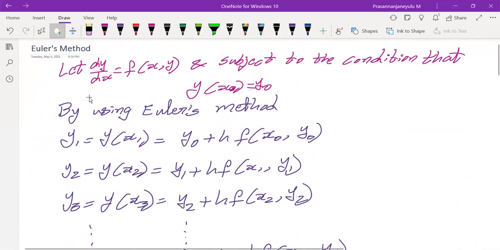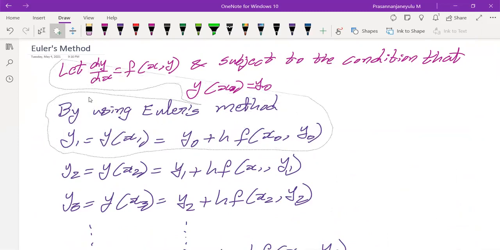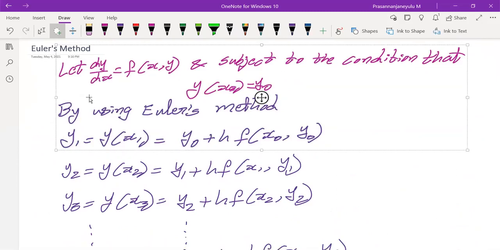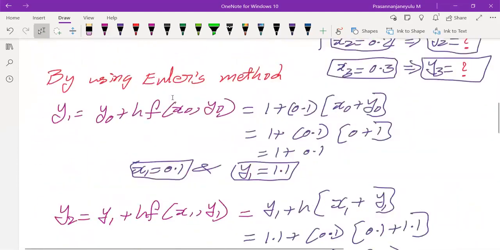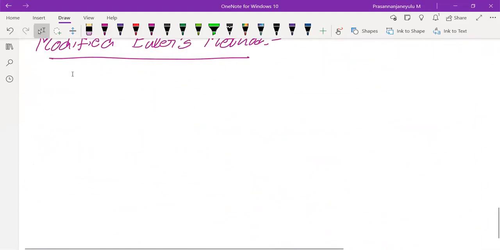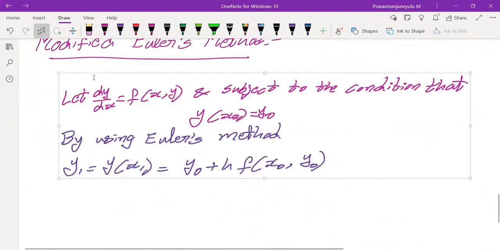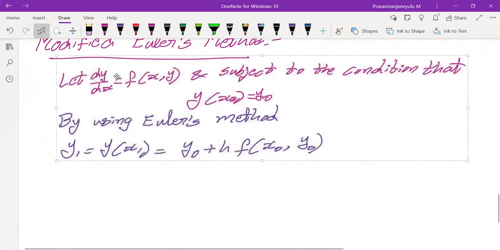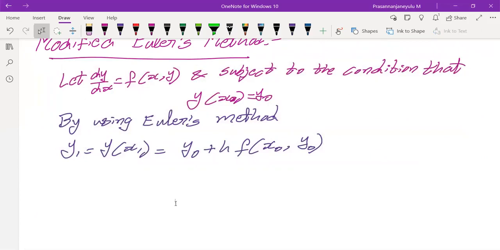But here I'm taking, subject to the condition, and also using Euler's method first step. I'm taking it as it is, but a small change will be there. The change I'm going to discuss in the modified Euler's method. So let dy by dx equal f of x comma y, subject to the condition that y of x naught equals y naught. But here we are going to learn the modified Euler's method.